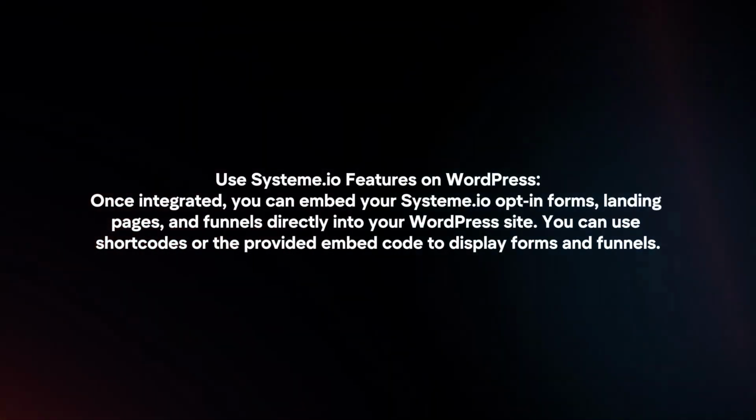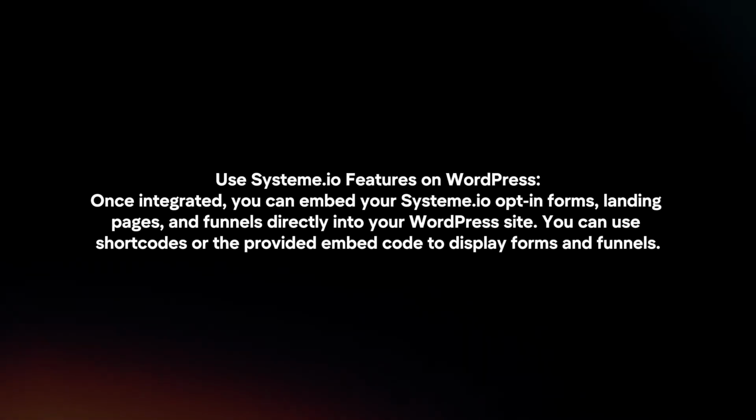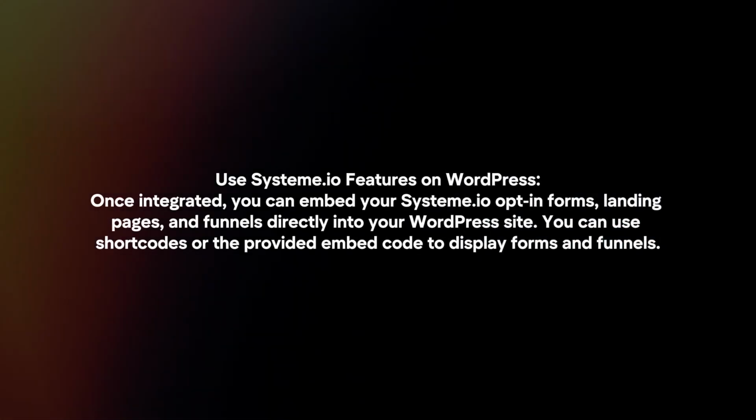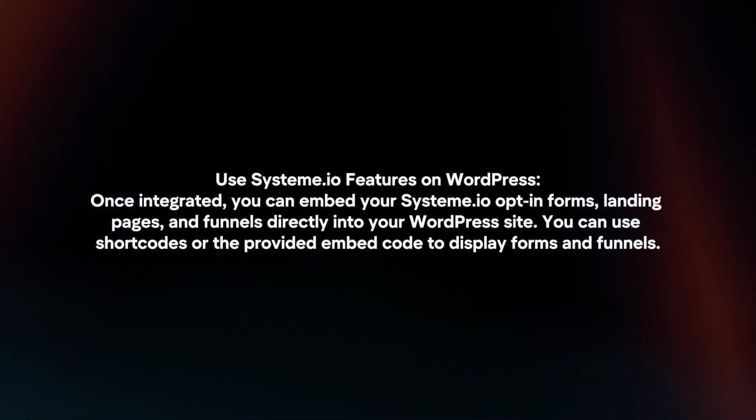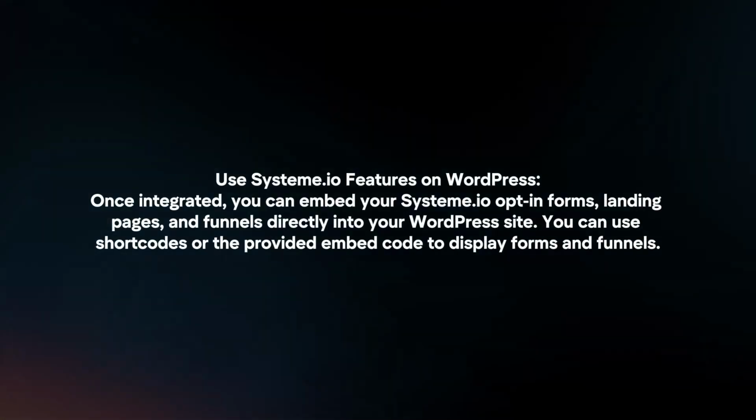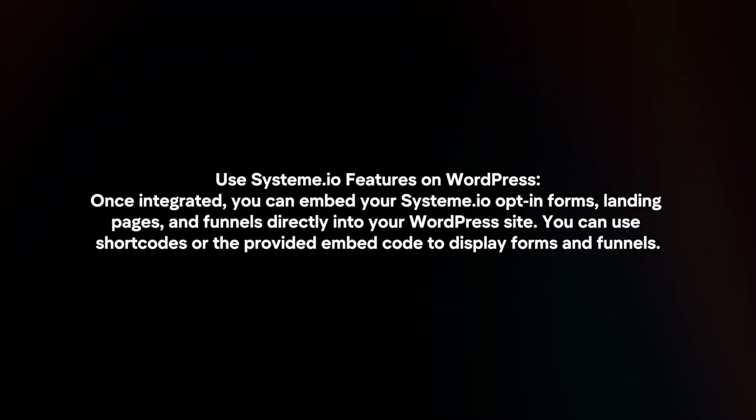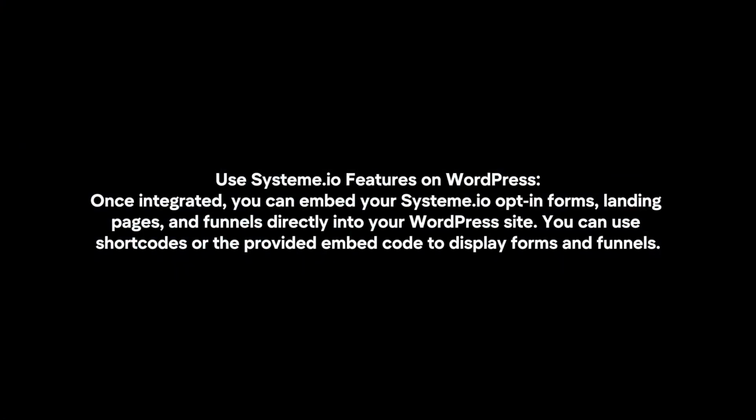Use System.io features on WordPress. Once integrated, you can embed your System.io opt-in forms, landing pages, and funnels directly into your WordPress site. You can use shortcodes or the provided embed code to display forms and funnels.